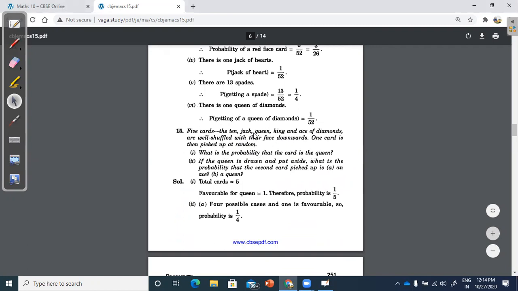Only 5 cards are there: 1, 2, 3, 4, and 5. What is the probability that it is a queen? Queen will be 1 upon 5.